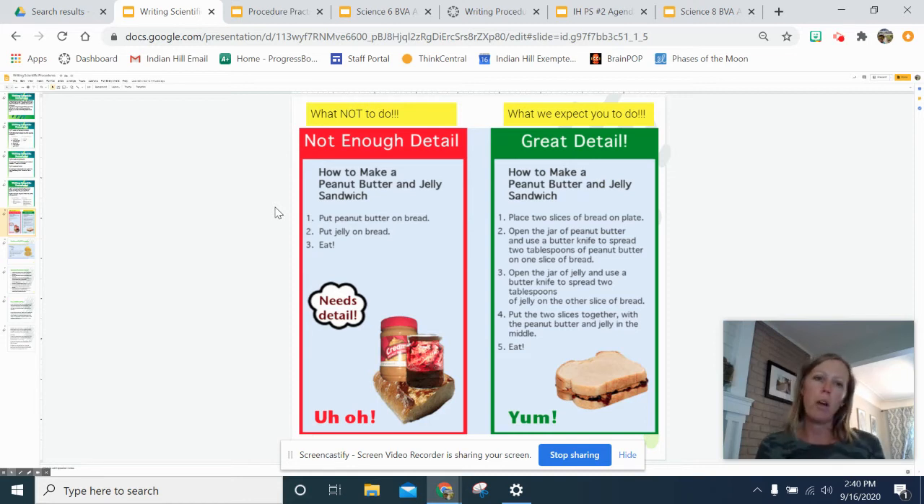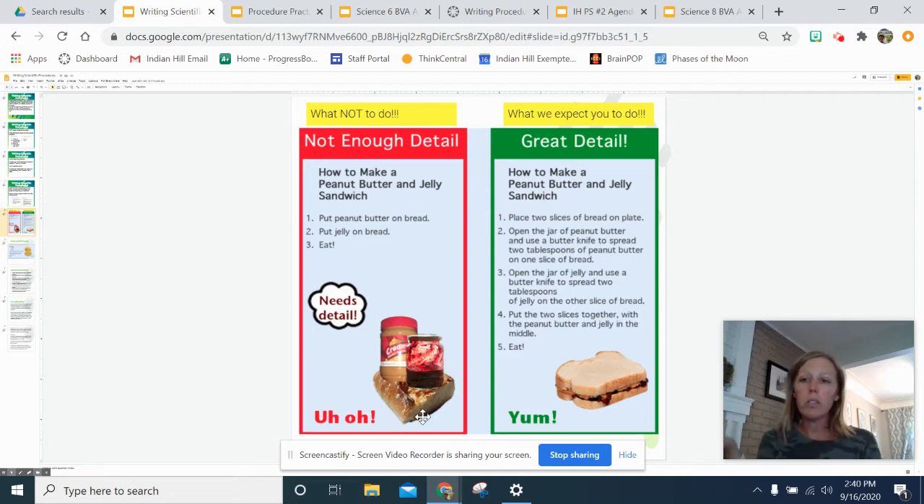Here are these directions. 1, put peanut butter on bread. Put is not an action verb, friends. 2, put jelly on bread. 3, eat. Well, look at this picture here. Peanut butter's on bread, jelly's on bread. I'm not eating that sandwich. I don't know about you guys.